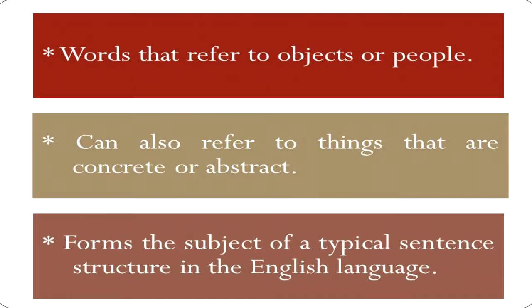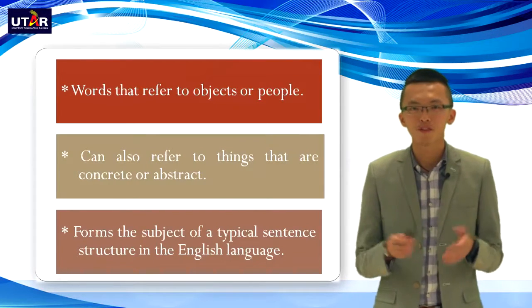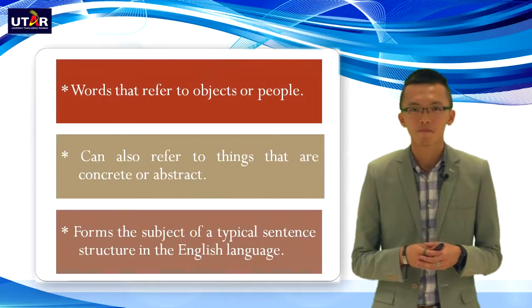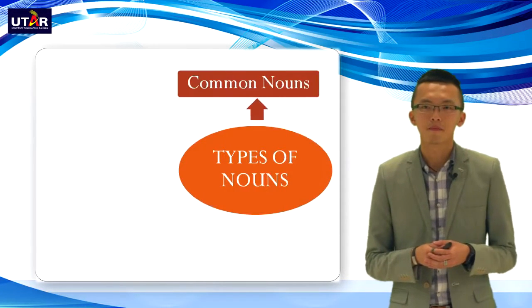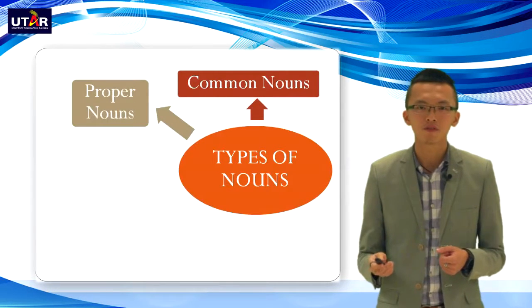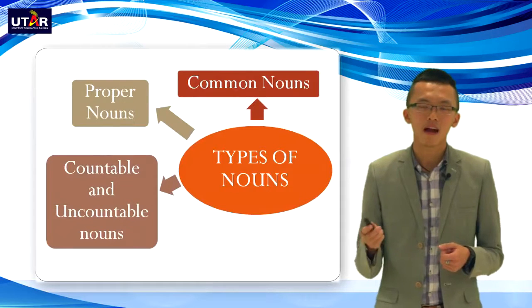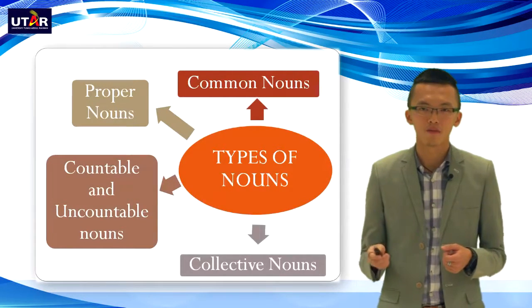Nouns also form the primary subject of any given sentence in the English language. So after providing you with a definition of what nouns are, let's move on to the different types of nouns that we're going to cover today. Now, there are 4 types of nouns that we will cover today. The first type is known as the common noun. The second, the proper noun. The third, the countable and uncountable noun. And finally, the collective noun.